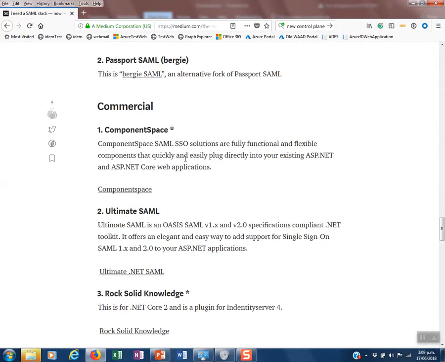In the commercial space, well, I've used ComponentSpace. I recommend it. It's a good solution. It can do IDP and SP. The nice part about it, it comes in two variations. It has a top level one that you can call really high level functions, and you don't need to know a lot about SAML. And if you really need to get into the nuts and bolts of it, there's lower level functions that do specific things.